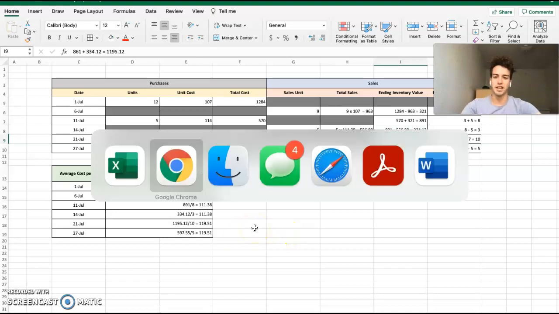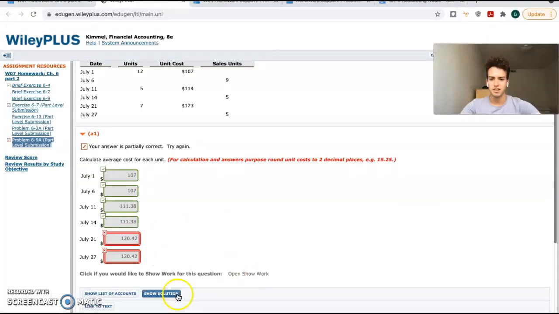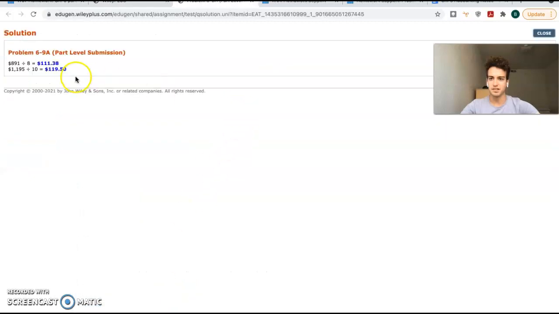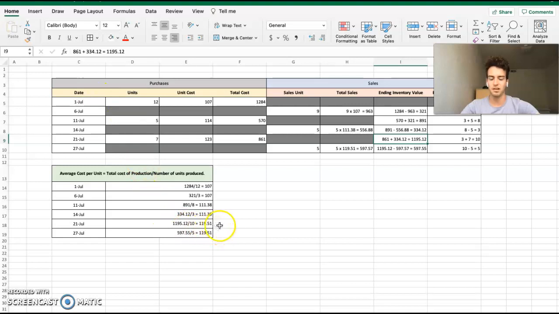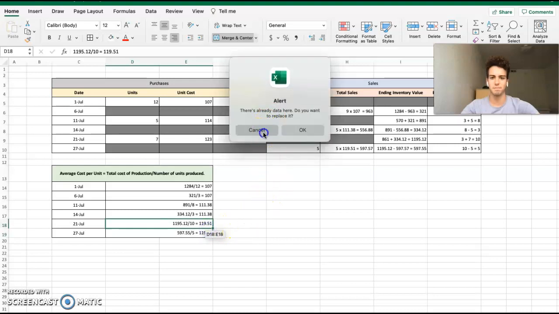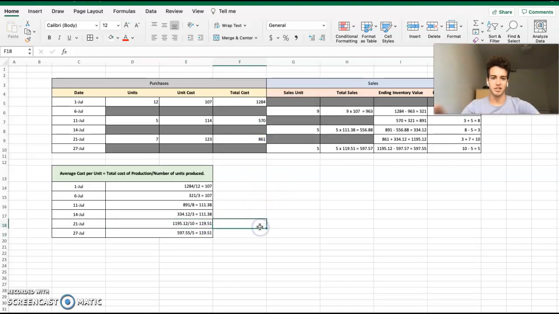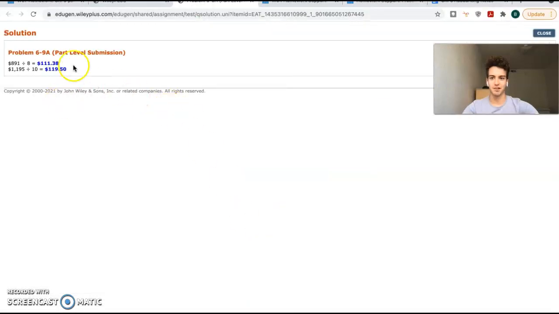119.51. Although in the answer key, it says that the answer is actually 119.50 and not 51. I'm not sure if that would be the right answer. Somewhere along the lines with the decimal points, I guess I got off by 0.01, but maybe it would work. But if you put in this answer and it gets it wrong, you already know.